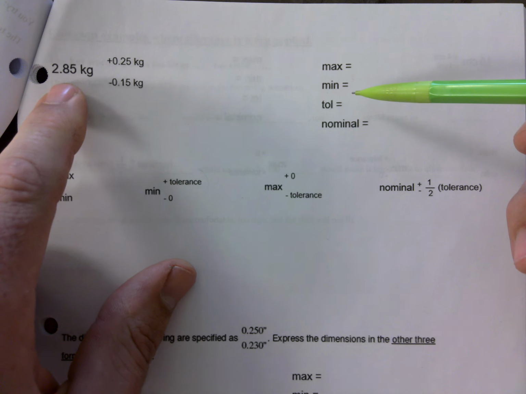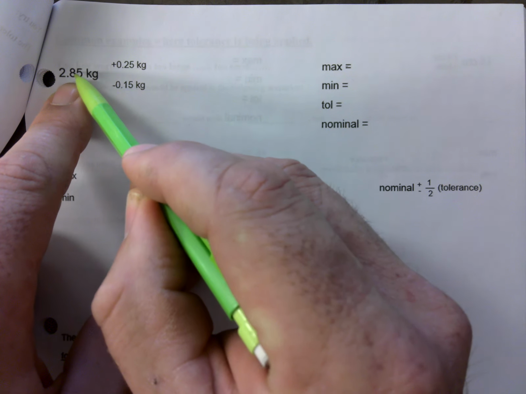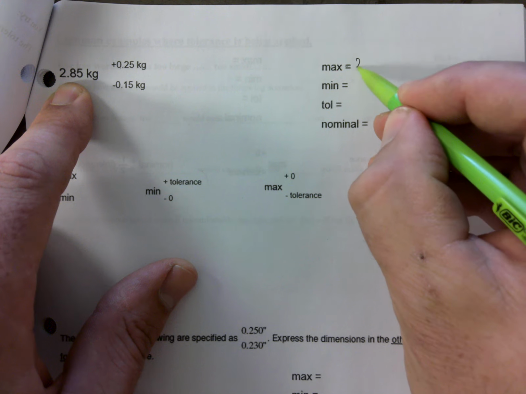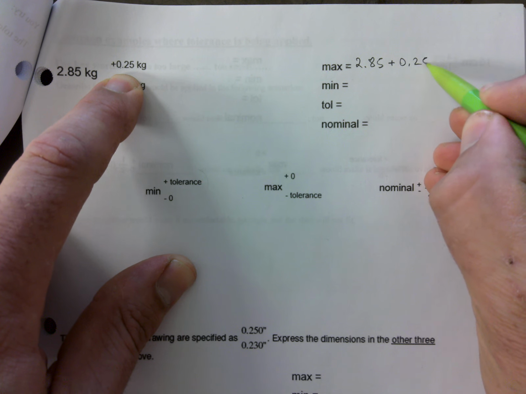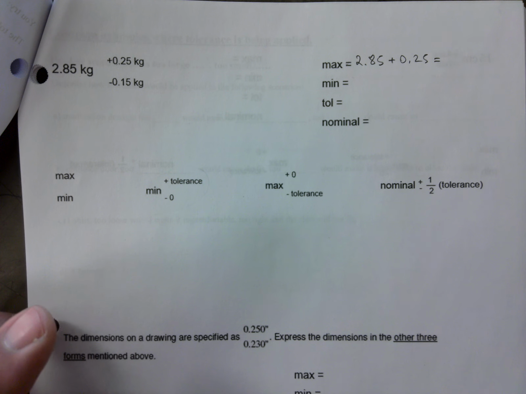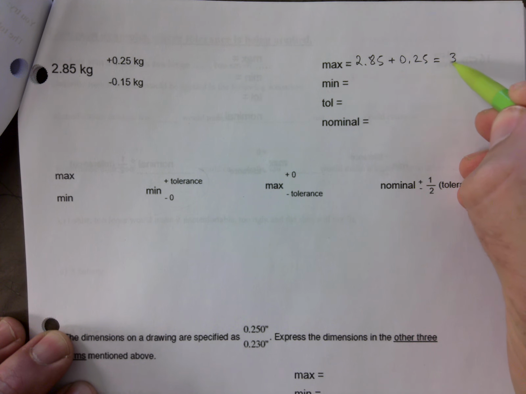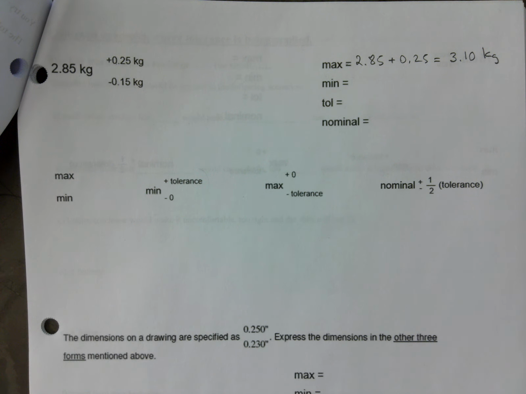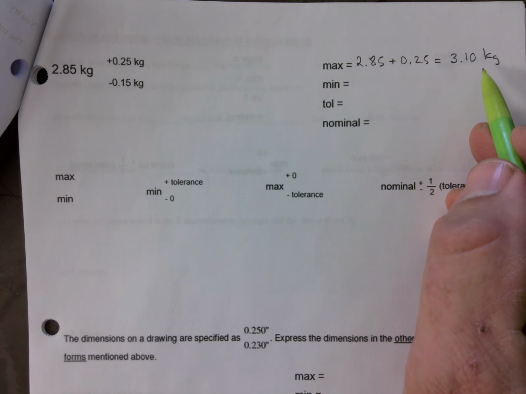So let's start from the top maybe. How do you get your max? 10 plus that, right? You add. So you're going to go 2.85 plus 0.25. And that is 3.1. Why do I go 3.10? Just because everything is in 2 decimals here, so I'm just going to stick with it. But I think it'll be fine, just go 3.1.